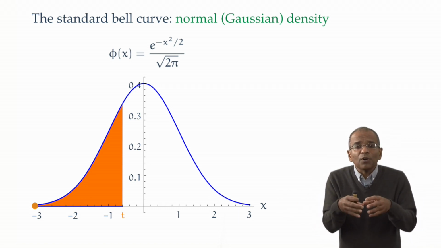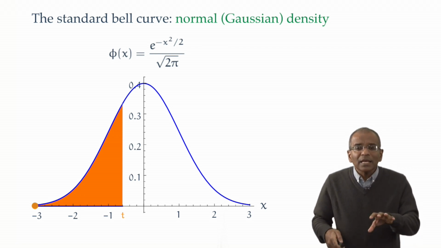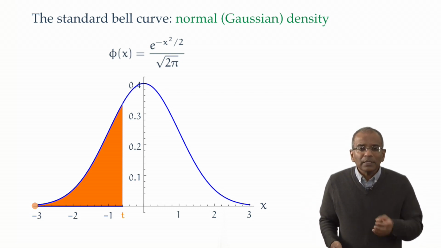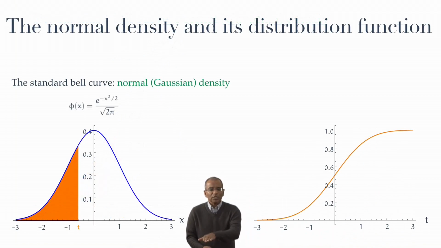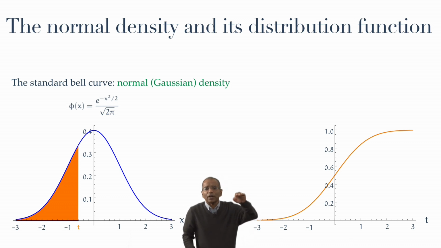One of the reasons for defining the curve in exactly this fashion with a normalizing factor 1 over the square root of 2 pi is that the area has been normalized to unit. And therefore, if we plot as a function of t what happened to the area from t all the way to the left, we find that the area increases smoothly, starting at 0 at minus infinity, and then you have a smooth S-shaped curve. And the curve saturates with an area 1 at plus infinity.